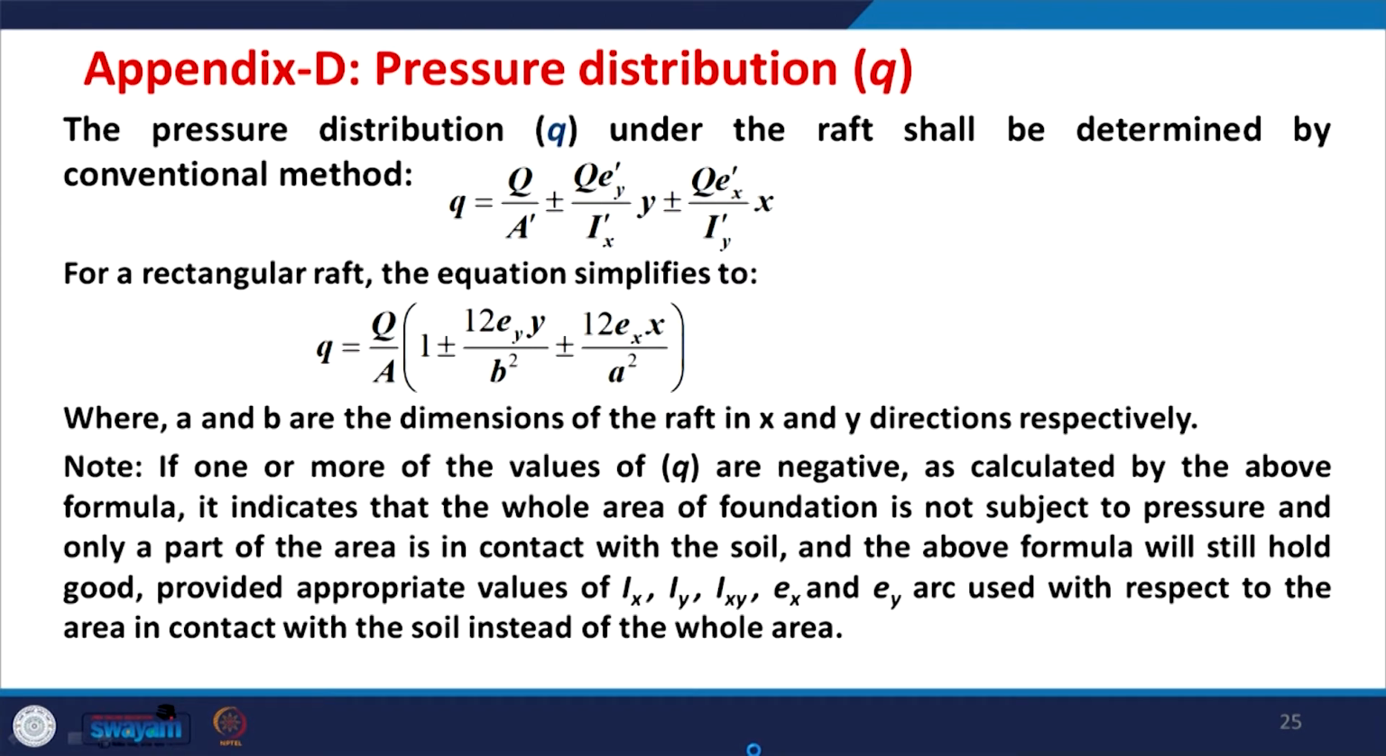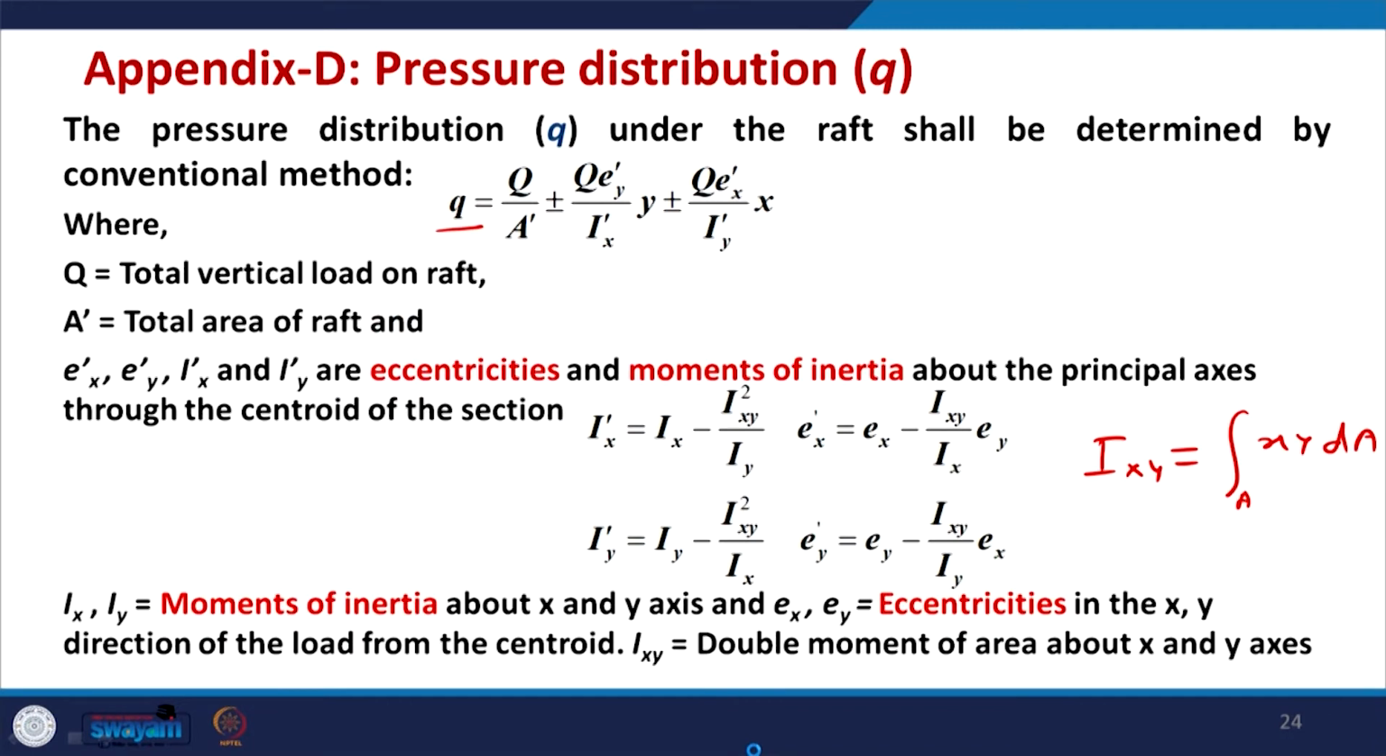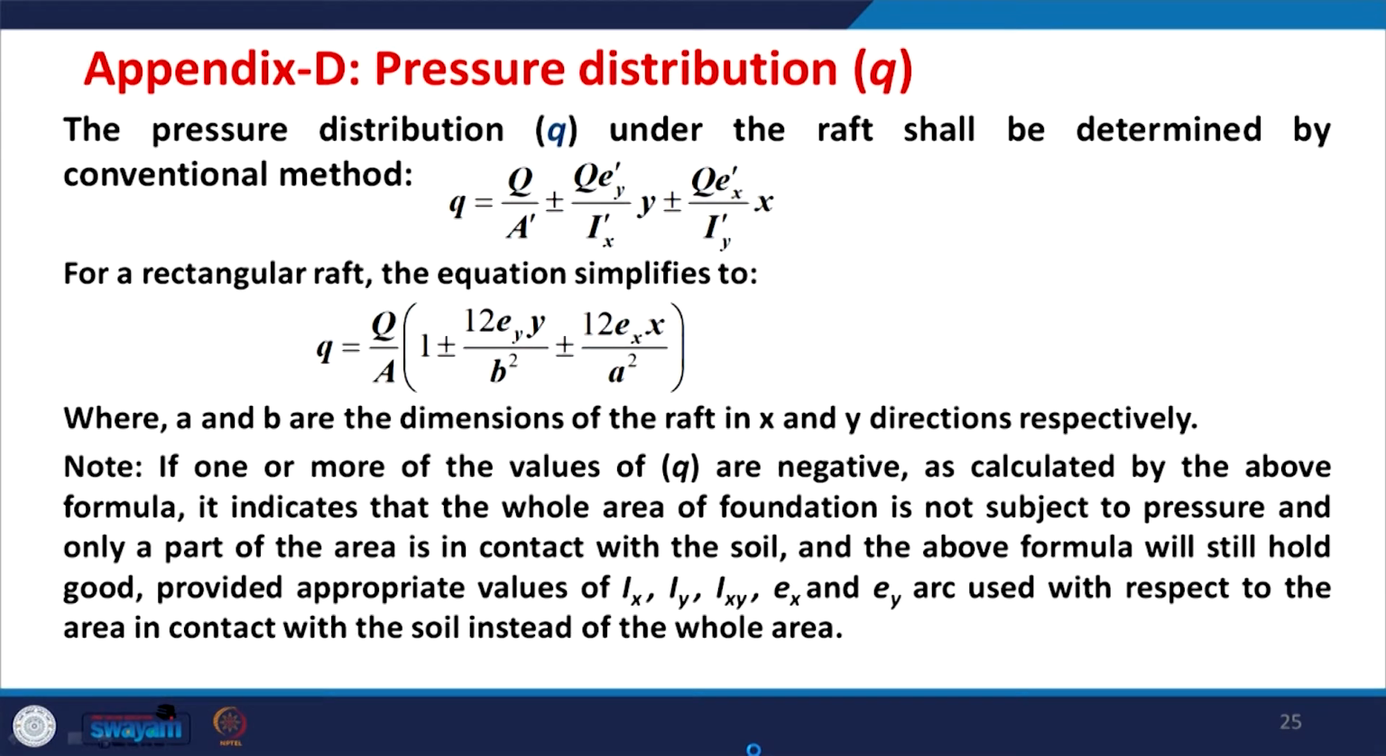The same equation which was given here can be simplified for the rectangular footing. For the conventional method, this was the equation which we have discussed. For a rectangular raft, the equation is simplified: instead of A prime you have the area only, A, and instead of prime quantities you can use the simple quantities, where A and B are the dimensions along the x and y directions respectively.